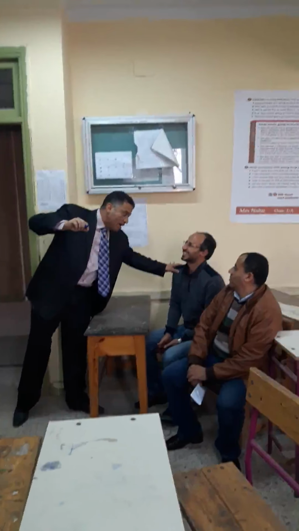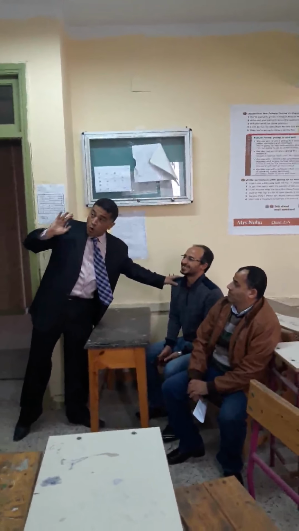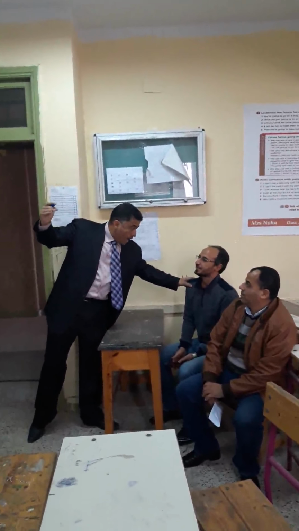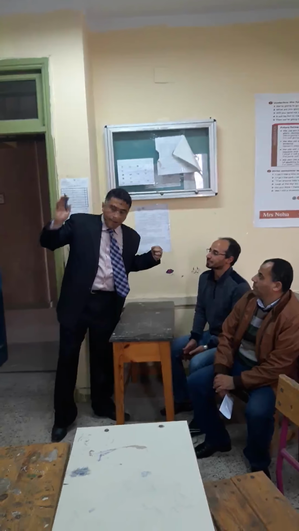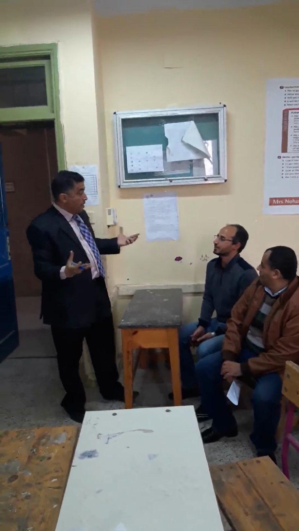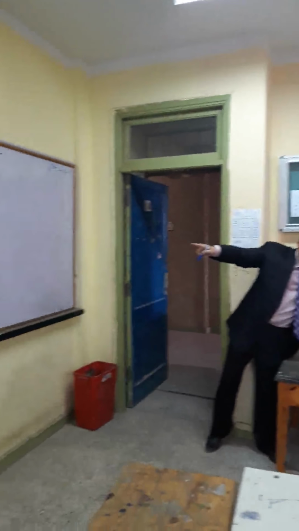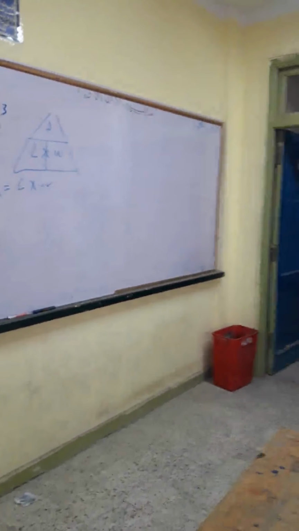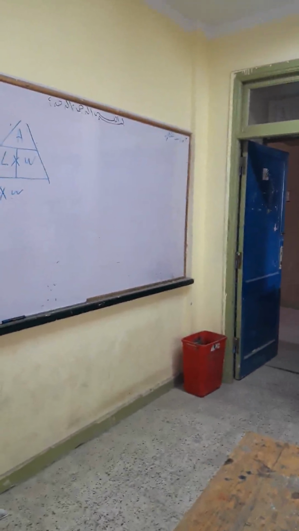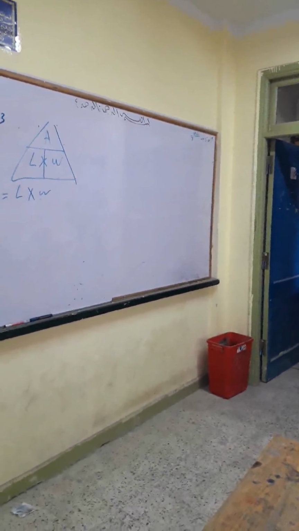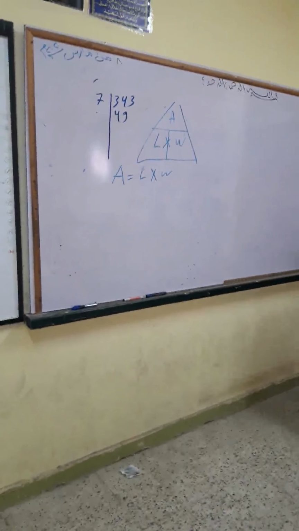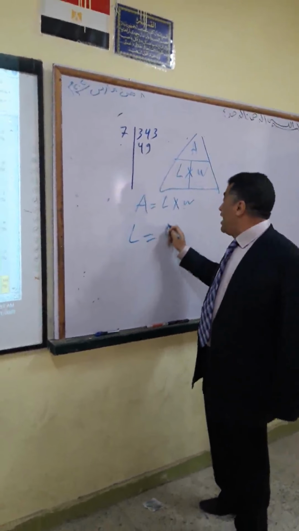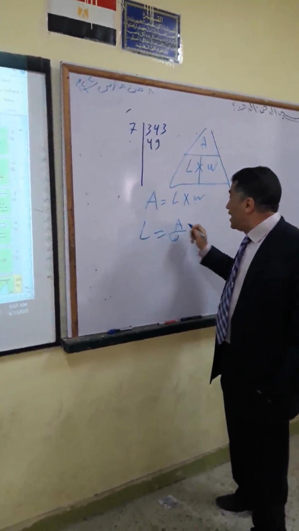Small, so divide. Down is small, up is bigger. If I want the area, length times width, because area is bigger. If I want the length or width, I divide. If I want the length, area divided by width. Excellent. Length equals area divided by width.